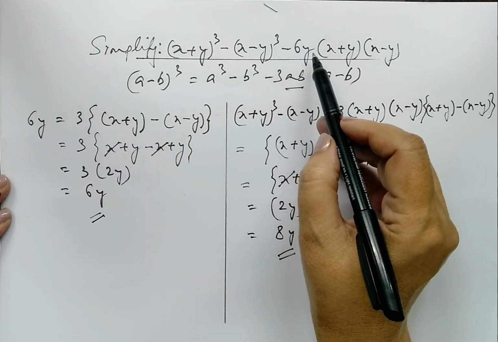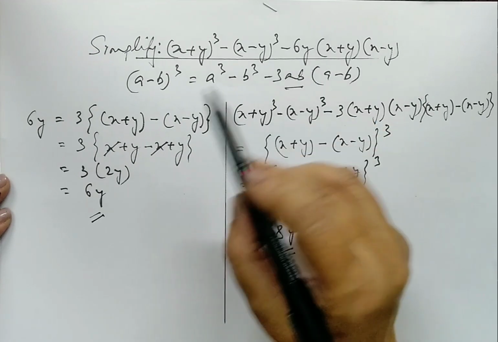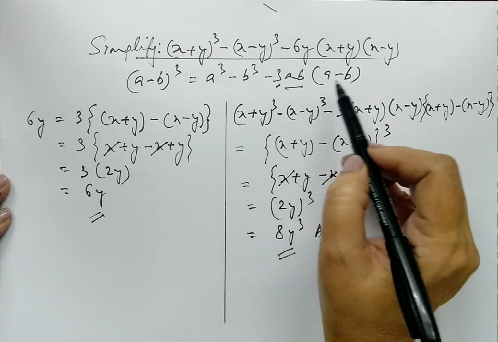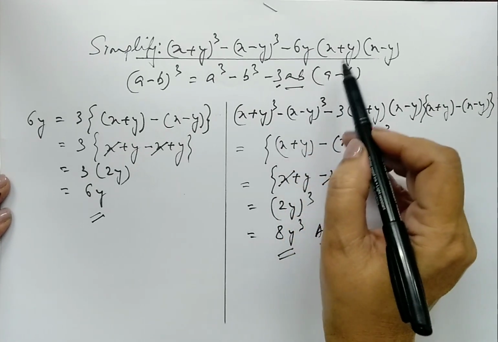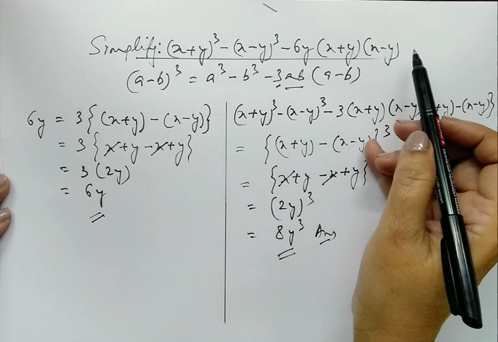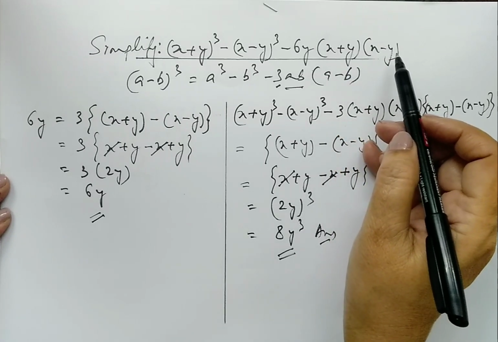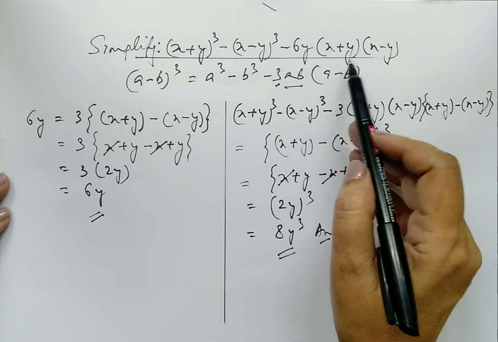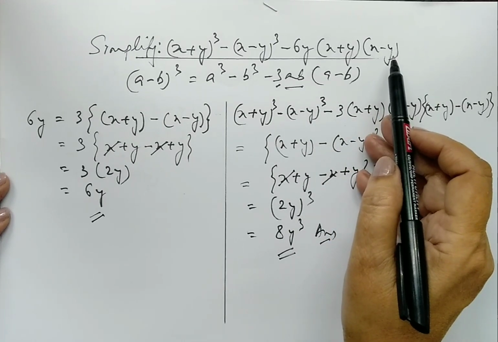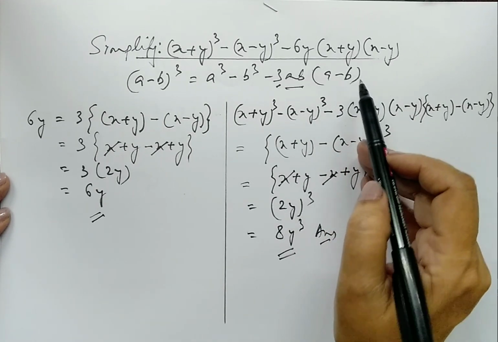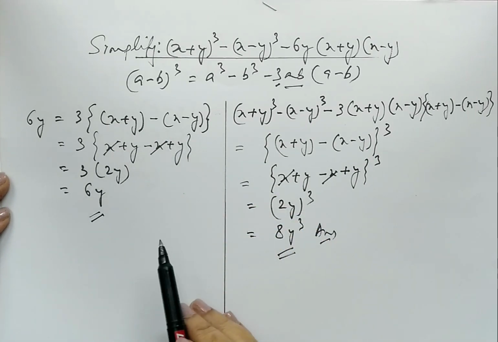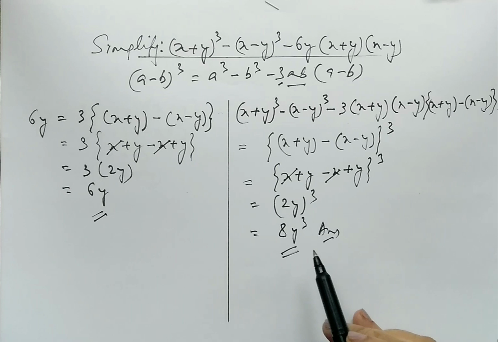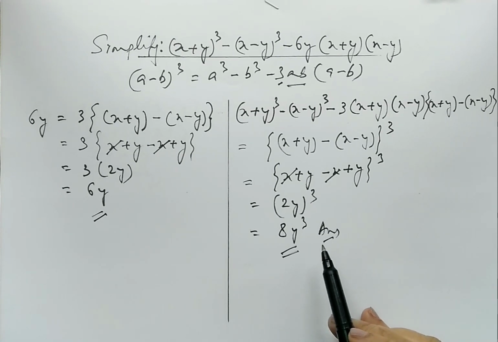6y was nothing but 3 times a minus b. 3 times a minus b. AB was very much coolly sitting over here. AB had no role to play here. So AB we had found, but a minus b was a bit in disguise, which we were able to unfold. So I hope you people have understood.